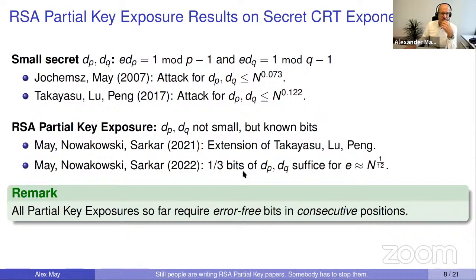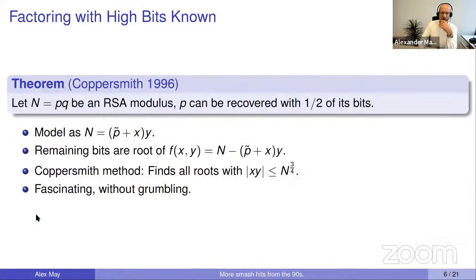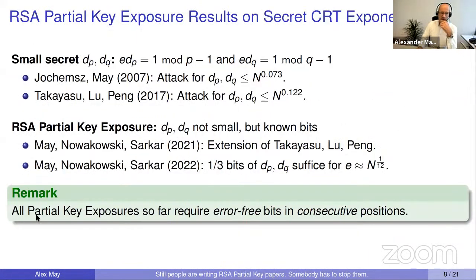Yeah, here's some remark. So all partial key exposures that I look at now for RSA, they so far require some strong setting. So the bits that you get are error-free. There are no errors in them, and they are in consecutive positions. So either you get the most significant bits or you get the least significant bits, and then you recover something.